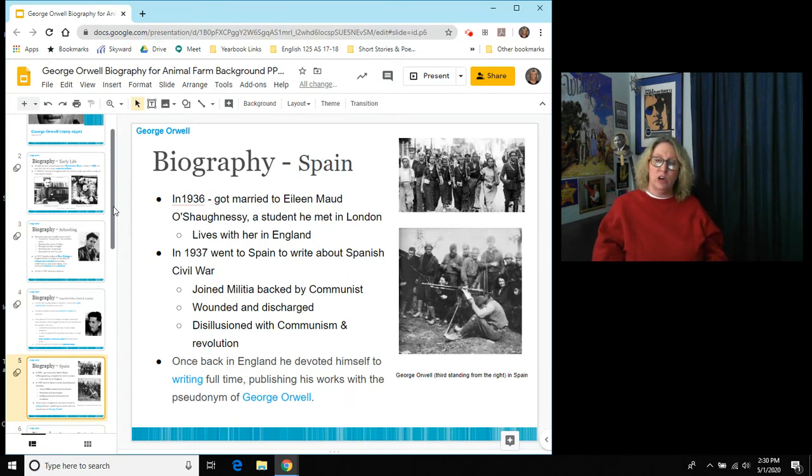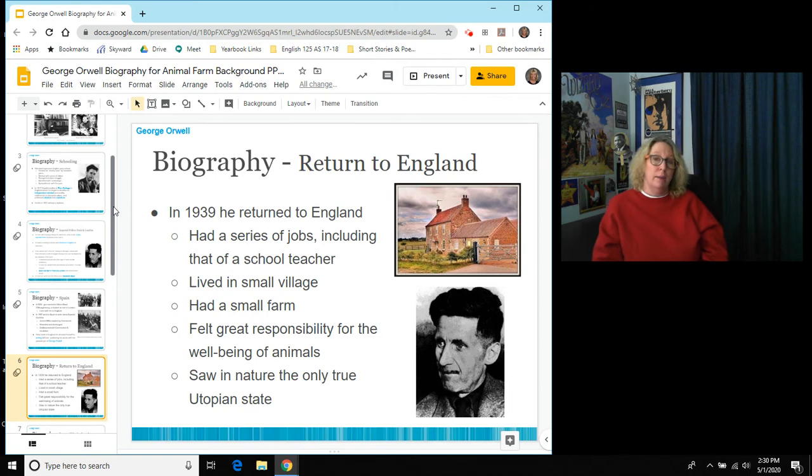So while he was in England, he returns. He devoted himself to just writing full time. And this is where you see novels that were coming out under that pseudonym, that pen name, George Orwell. In 1939, while he was in England, he had different jobs in order to make some money, including becoming a school teacher for a while.